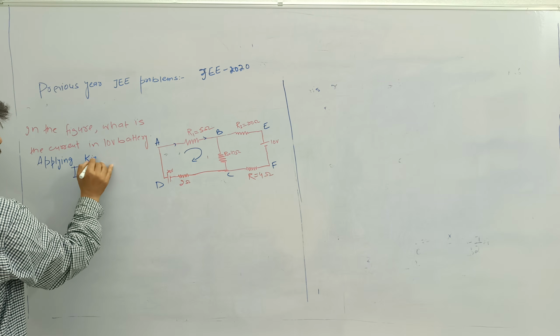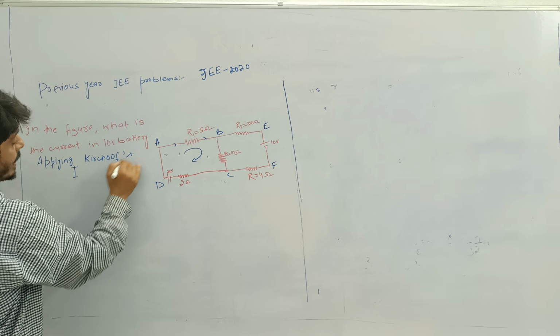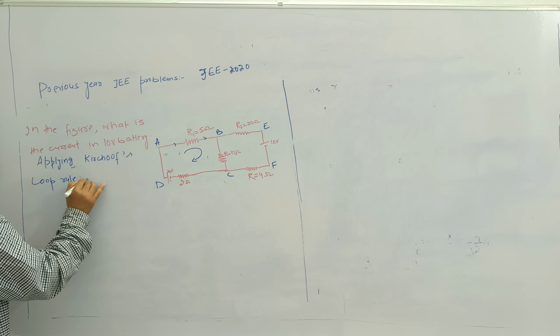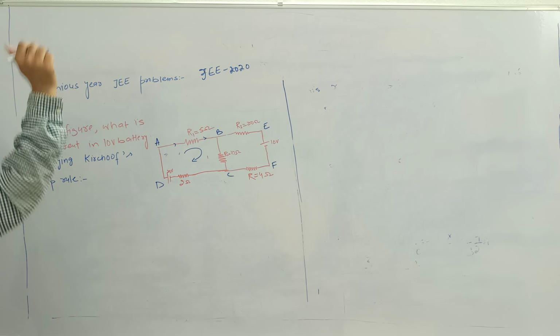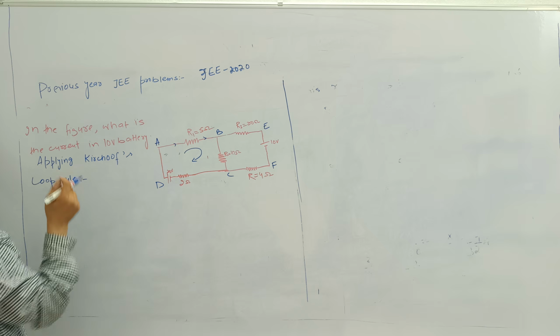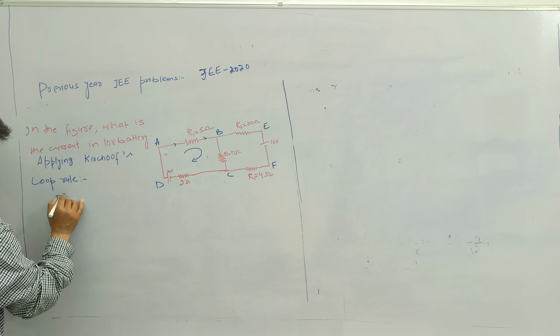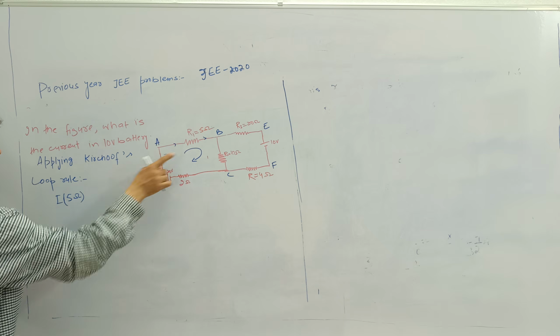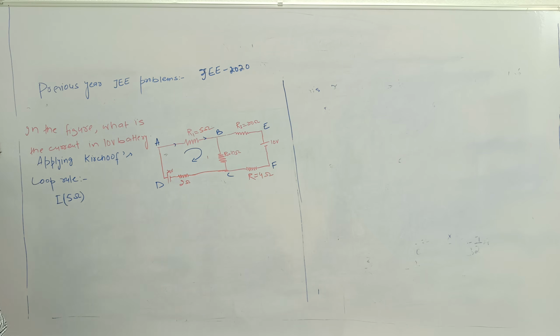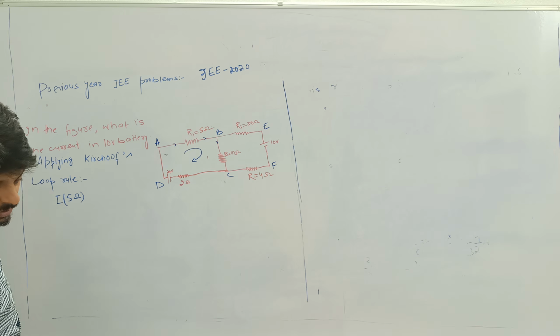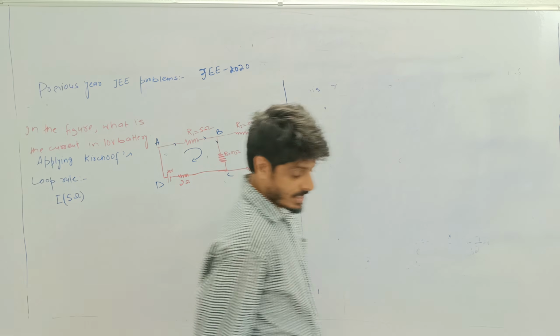Applying Kirchhoff's loop rule. When we apply Kirchhoff's loop rule in that direction, it means I into 5 ohm, plus I into 5 ohm, plus 10 into I1 plus I2, since one current goes here in that direction, another current will come through I1.